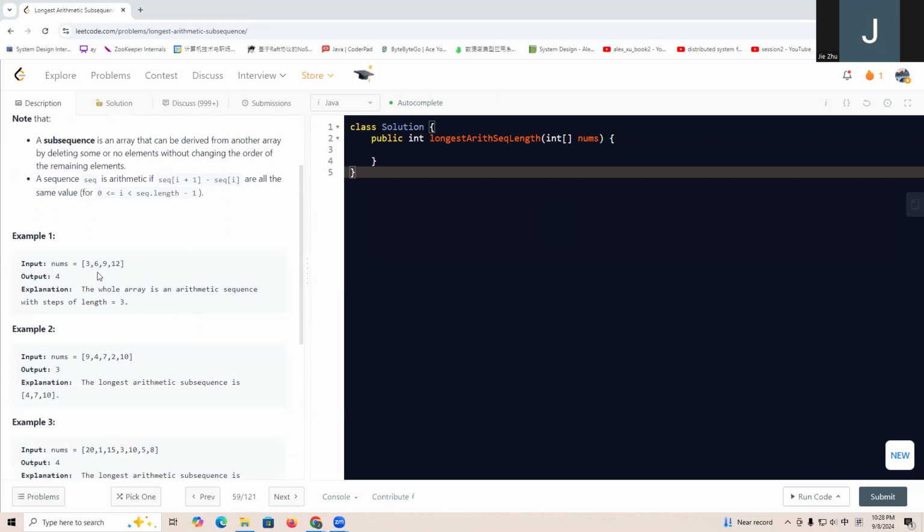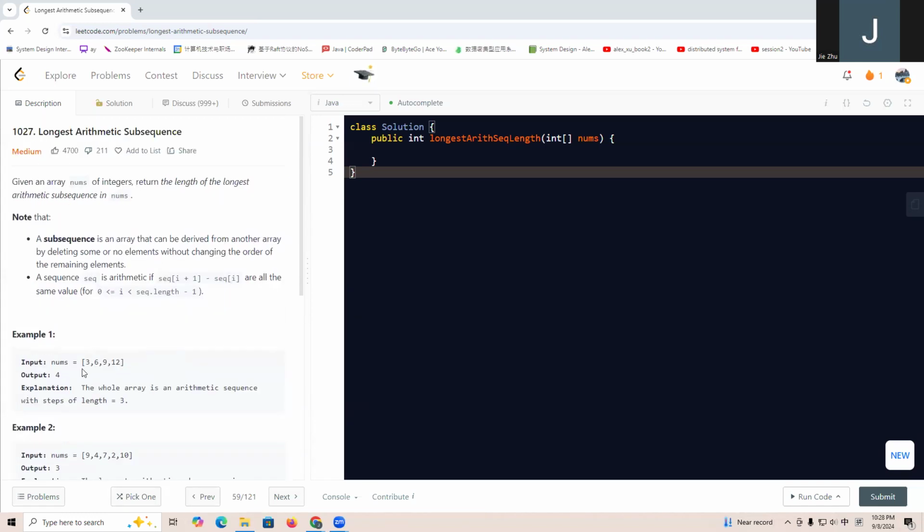So let's look at example one. You see 3, 6, 9, 12. The longest arithmetic subsequence is 4, the length is 4, because the common diff is 3. 3 plus 3 equals 6, 6 plus 3 equals 9, 9 plus 3 equals 12.